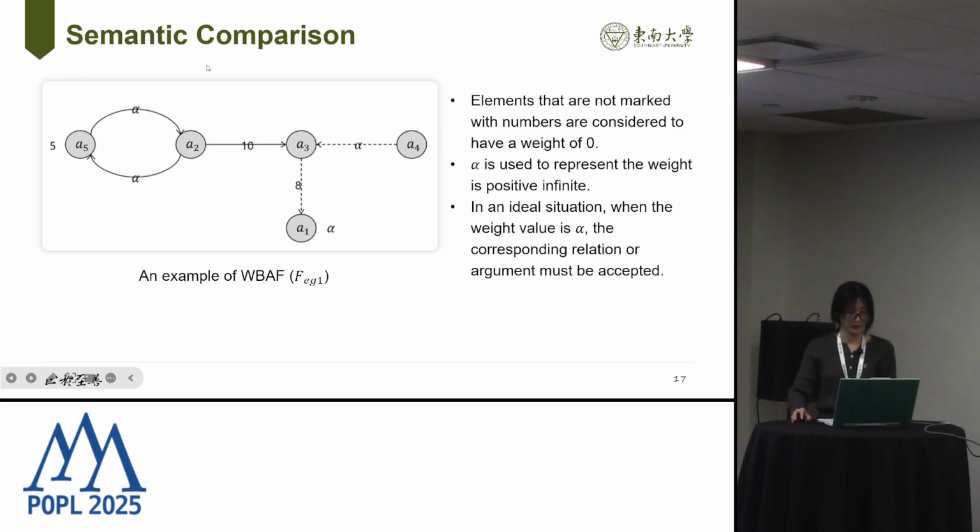Then we compare the preferred semantics in the three frameworks from two distinct perspectives here. To facilitate comprehension, we employ an example like this. It should be noted that elements that are not marked with numbers are considered to have a weight of 0. And alpha is used to represent that the weight is positive infinity.